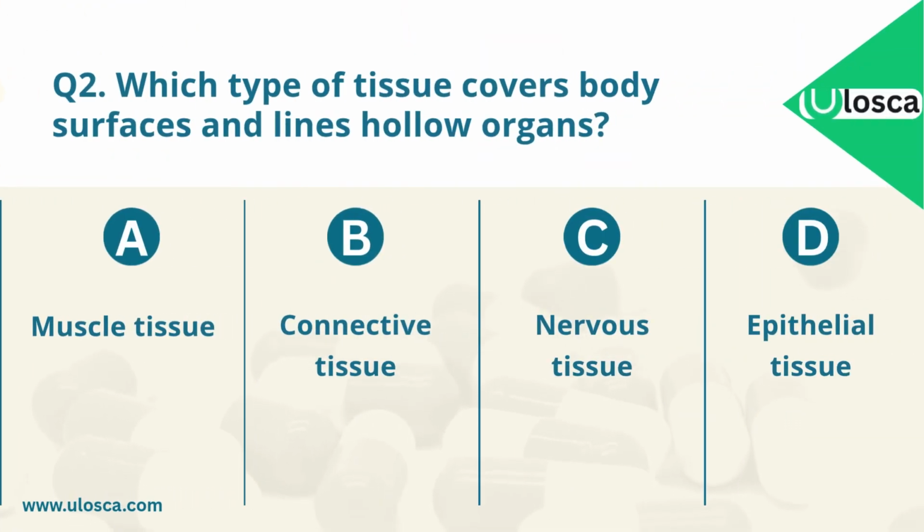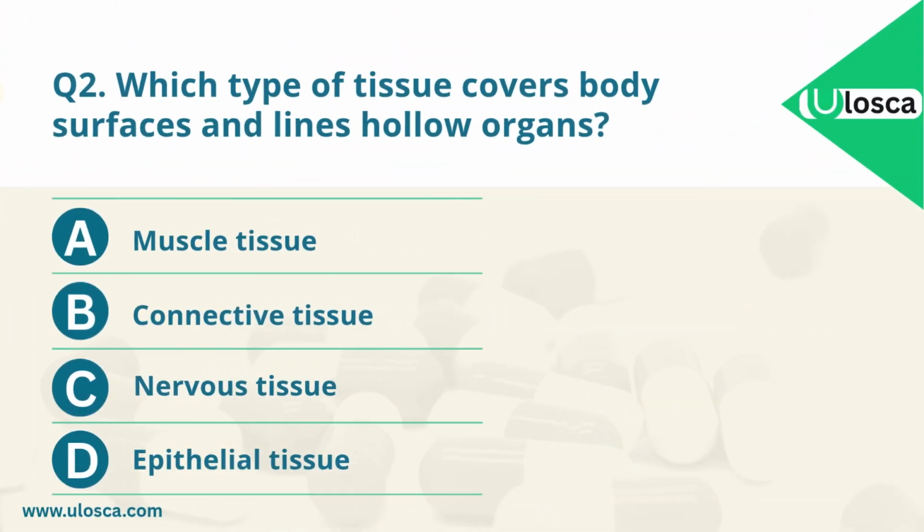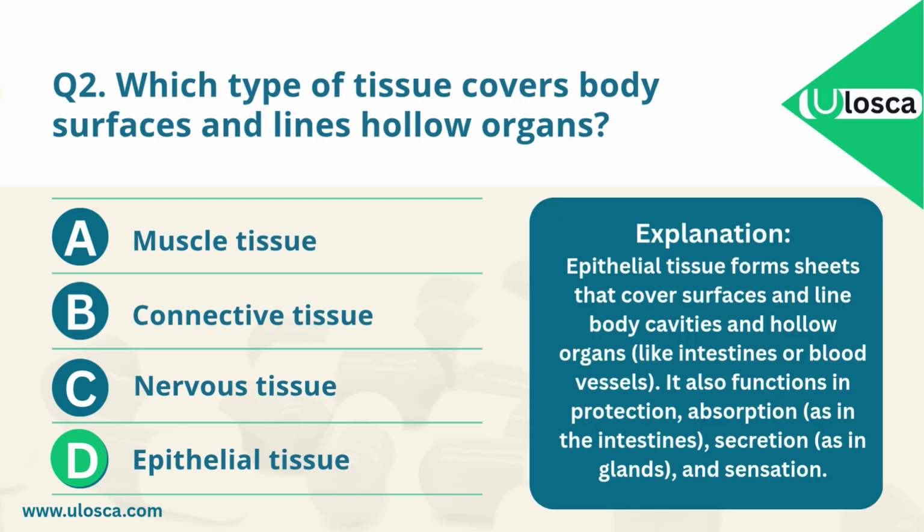Question 2. Which type of tissue covers body surfaces and lines hollow organs? A. Muscle tissue. B. Connective tissue. C. Nervous tissue. D. Epithelial tissue. Which one is the correct answer? The correct answer is D. Epithelial tissue. Explanation. Epithelial tissue forms sheets that cover surfaces and line body cavities and hollow organs. It also functions in protection, absorption, secretion, and sensation.